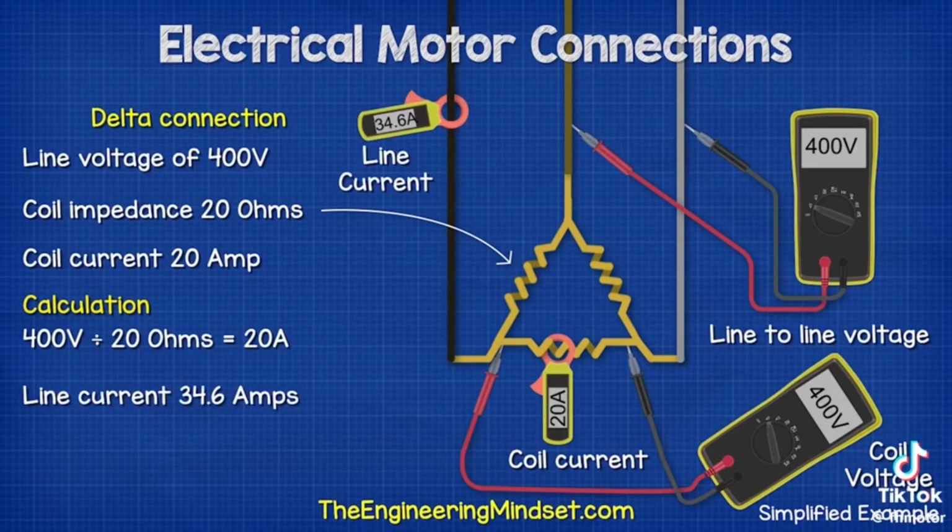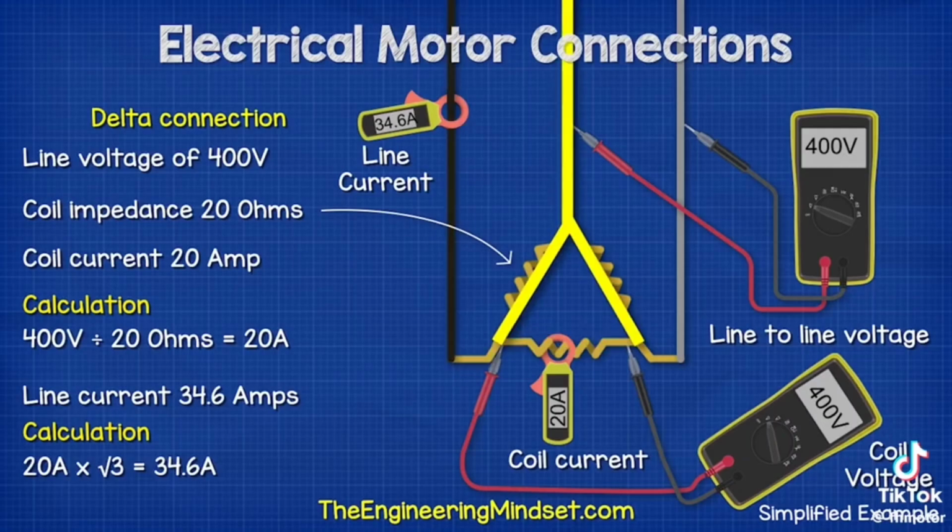But the current in the line will be different. It will be 34.6 amps. We get that from 20 amps multiplied by the square root of 3, which is 34.6 amps. That's because each phase is connected to two coils.